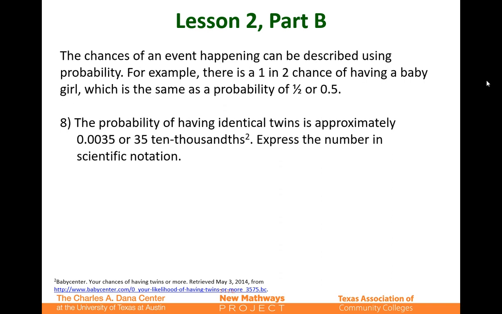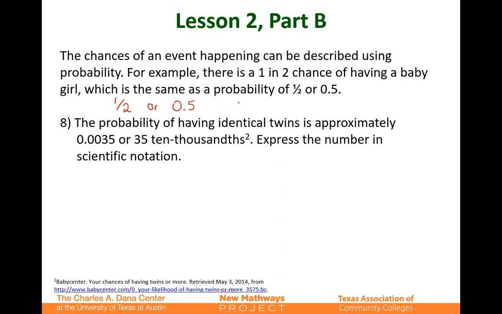The chance of an event happening can be described using probability. For example, there is a 1 in 2 chance of having a baby girl, which is the same as a probability of 1/2, or 0.5. I want to start by saying that slide's a little misleading. There's a 1 in 2 chance of a pregnant woman having a baby girl. If you're a man, the chances are 0. So 1 out of 2, that's how we get our probability. 1 chance out of 2, that's the same as 1/2. Or we can write that as a decimal, 0.5.